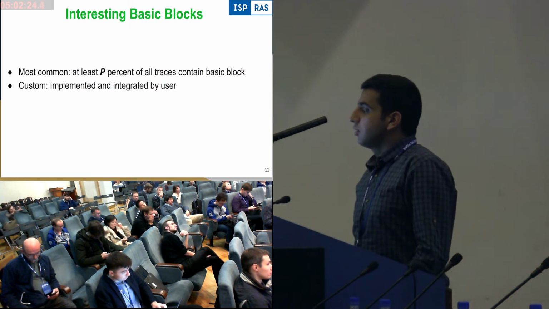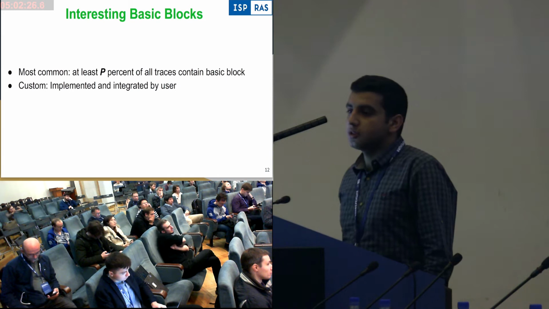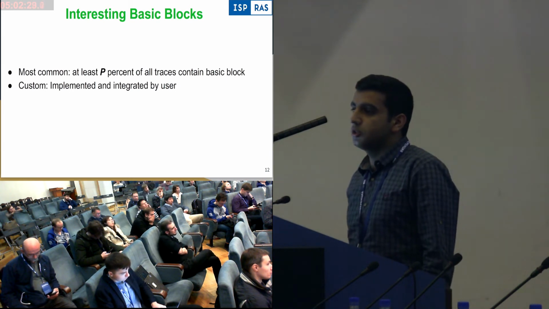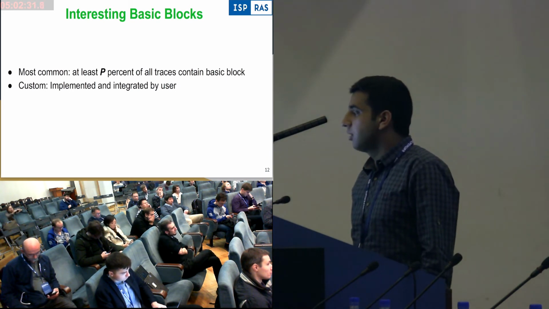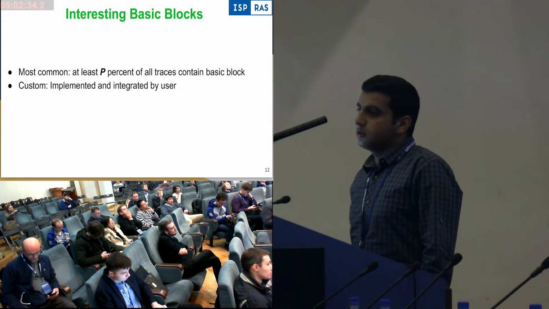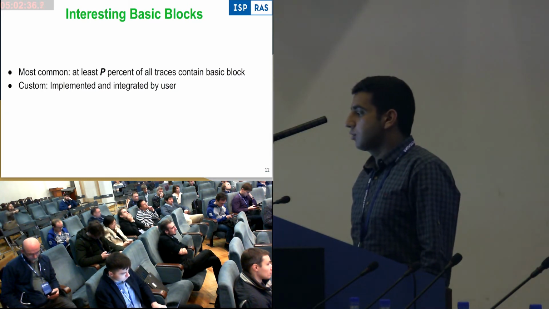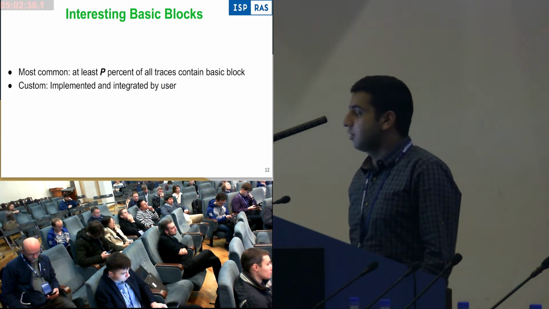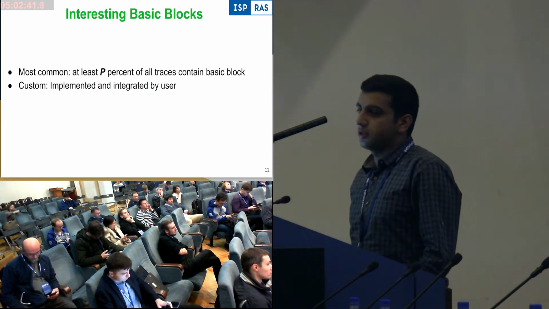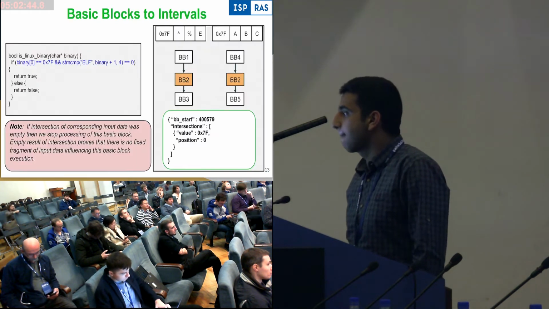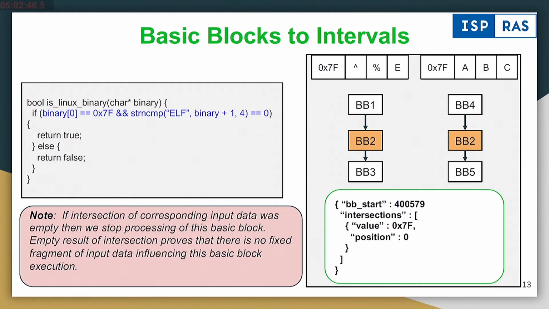Interesting basic block selection. So we acknowledge them as interesting if they are part of at least P% of all traces, and also clients can develop their own metrics for selecting interesting basic blocks. After we've selected interesting basic blocks, we need to link them with the input data.